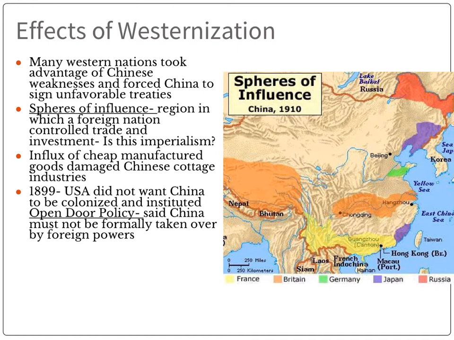Now, one of the other countries that had an issue with this was the United States, because the United States saw these spheres of influence and was worried that Europeans were going to try to actually colonize China. And so the United States issued what was called the open door policy, which said China should be like an open door, meaning China should not be formally taken over by foreign powers. So people can still trade in China, but nobody should be allowed to actually colonize China, as Europeans did, like in Africa, for example, where they fully took it over.